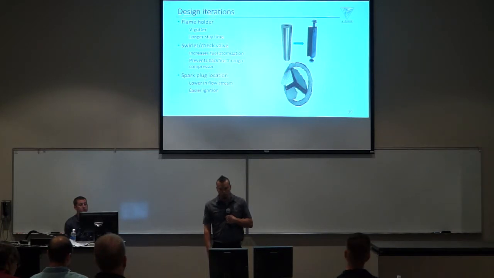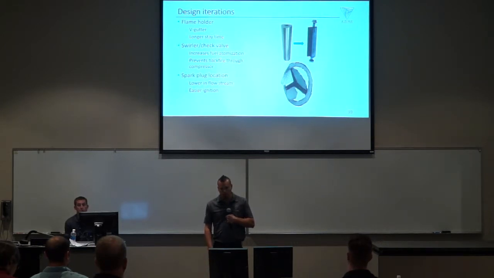We also created a swirler check valve. This was placed in between the compressor and the afterburner. The idea was that the compressed air coming in would get a better swirl, and therefore it would help to atomize the fuel as it went through. When we got the pressure bursts heading backwards, this would close and keep it from heading through the compressor and stalling it.